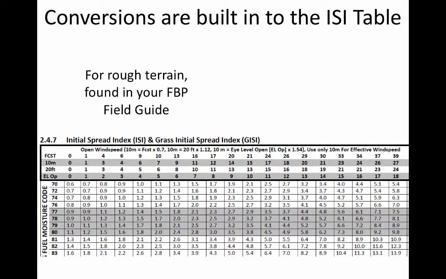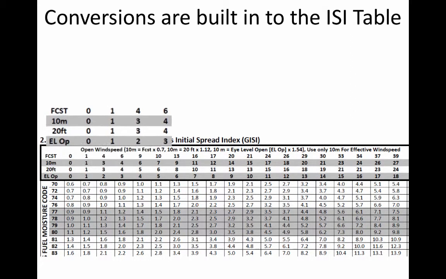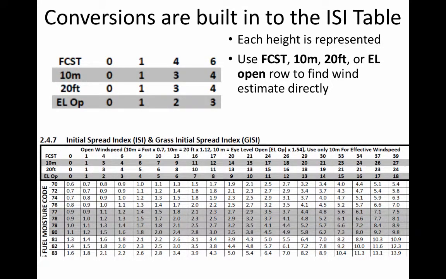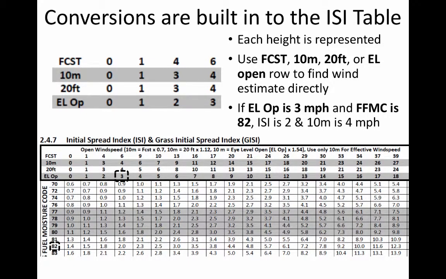Conversions are built into the ISI table itself. These are for forested landscapes. Each height is represented. Use whichever makes sense for the wind speed that you have. Is it from a forecast, a 10-meter station, a 20-foot mast, or an eye-level observation in the open? In this example, eye-level wind speed is 3 miles an hour and the FFMC is 82. Finding the intersection shows you that the ISI can be estimated to be 2.